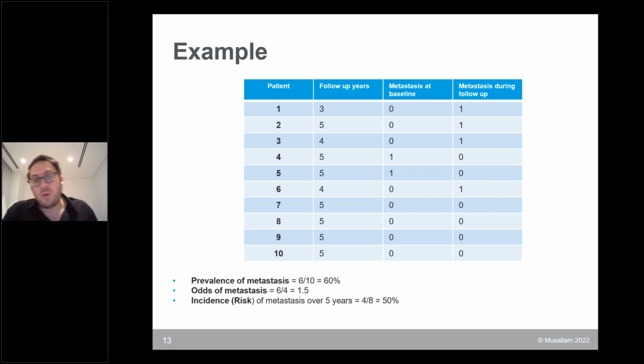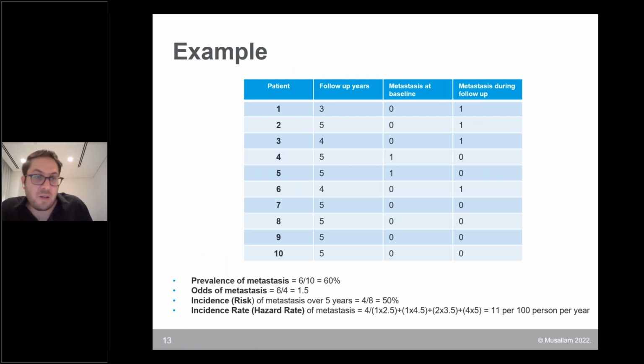Now the incidence, which we also call risk of metastasis over 5 years, because that's the longest follow-up you have, is 4 over 8. Why? Because when we look at incidence, we don't count anything that already was there before the patient went into the observation period. So patients 4 and 5 already had metastasis. We will not be counting them. They're out. They're not at risk here. So I will only count those 8, and I find that 4 of them had metastasis during the 5-year follow-up. So the incidence is actually 4 out of 8, 50%.